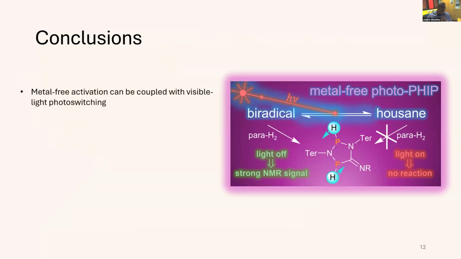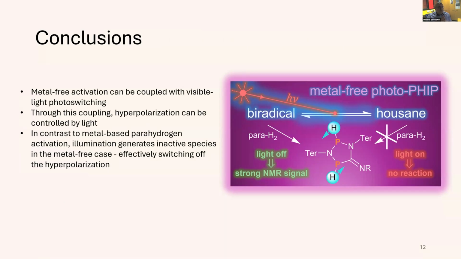In our communication, we show that metal-free activation can be coupled with visible light photo switching. Through this coupling, hyperpolarization can be controlled by light. In contrast to metal-based parahydrogen activation, in the metal-free case illumination generates inactive species, effectively switching off the hyperpolarization. When we use metal-based systems, it's typically by light that we generate active species that can react with parahydrogen. There is room for development.